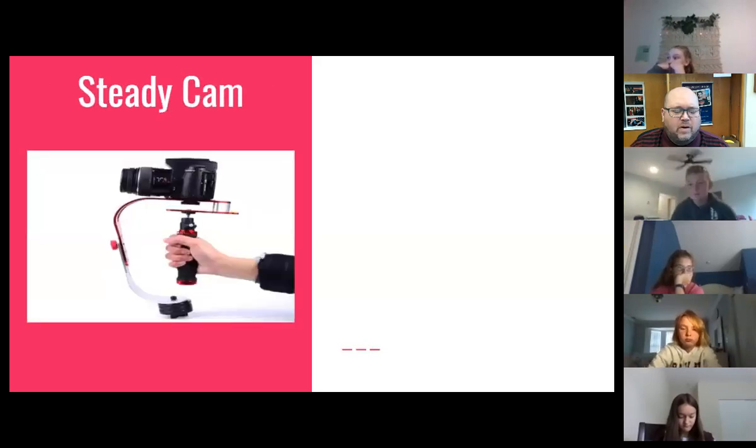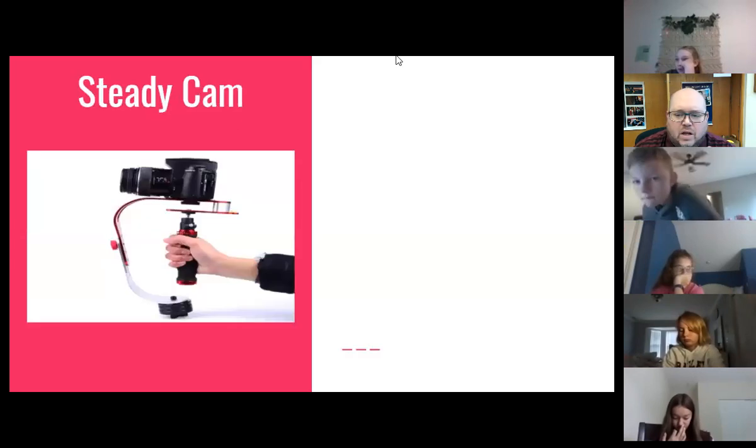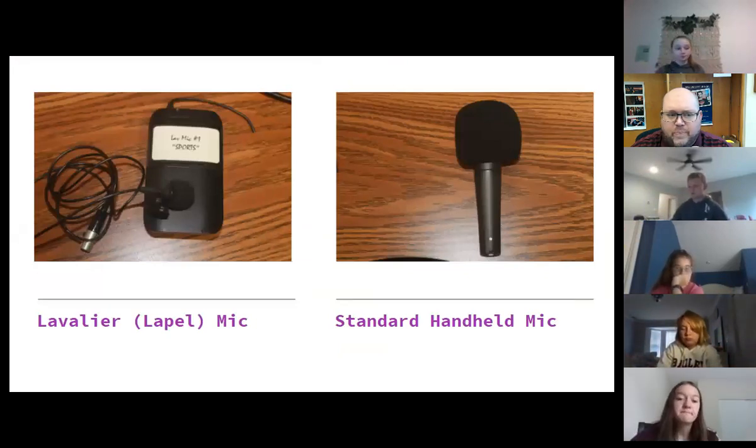Okay. So we did the mounts. Our last one's right here. Microphones, sound equipment. Okay. Microphones and sound equipment. Now, there are basically two different styles, and these are the new ones, right? We didn't cover these last time, right? Two major differences between the different styles here, okay?